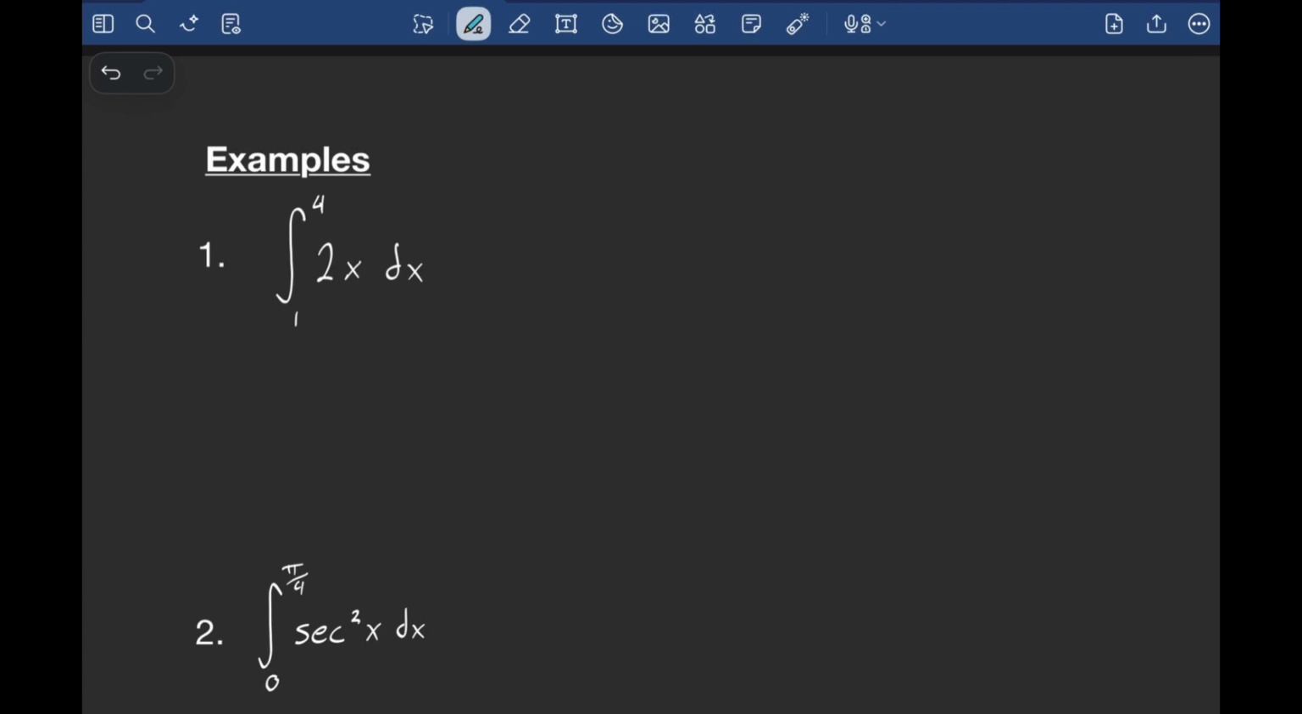This is actually the same example that we did in our Riemann sum video, and it was a whole page of work. So let's see how much faster it is with FTC2. Well, the first thing we notice is that the derivative of x squared is actually 2x. So we can see that our antiderivative will just be x squared.